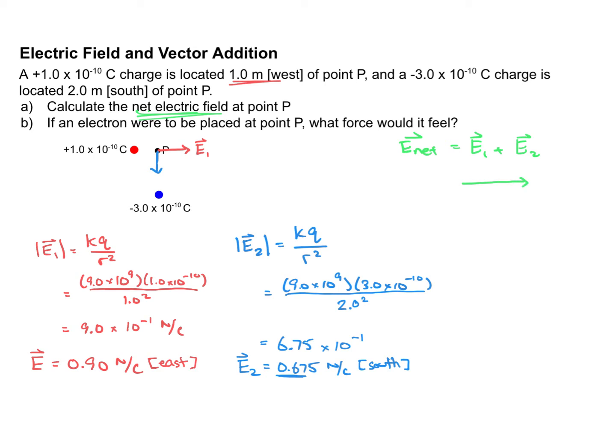So my first value is 0.90 newtons per coulomb, what I calculated for the red electric field. And then tip to tail, so from where I left off, I now add on a southward vector, and we calculated 0.675 newtons per coulomb for that. And what I'm trying to find is the hypotenuse. Whatever the hypotenuse is, that's going to be the net electric field. And I'm going to want to know the direction of it as well, so I'm going to label the angle theta.